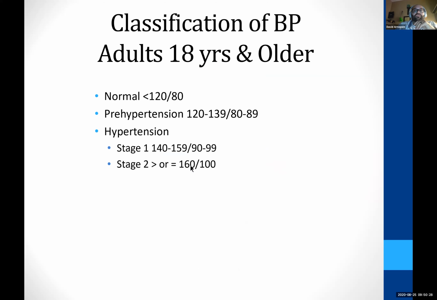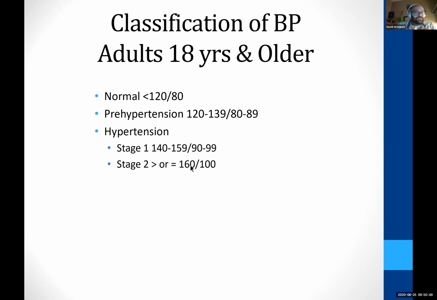Classifications. Now, this is what's called JNC7. These are the original blood pressure categories, since 2008: normal, prehypertensive, hypertension stage 1 and stage 2. Your book uses these. This is what we're doing. You may see other categories, you may see other ways of categorizing it, but this is what we're teaching you.